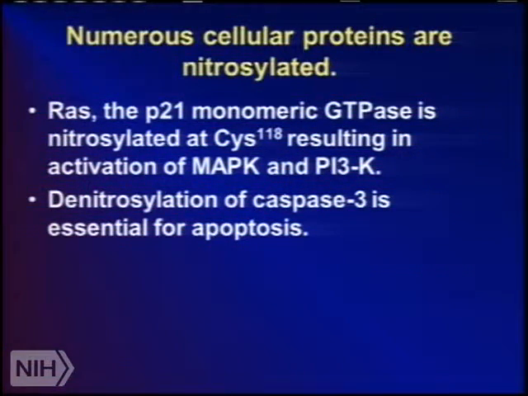And so one of the proteins that can get nitrosylated is RAS. So this is a P21 GTPase. And what gets nitrosylated is a cysteine amino acid. So this has a sulfur that can react with the nitric oxide. And when RAS gets activated, then it goes downstream, and MAP kinase, the P44, P42, gets turned on, leading to growth.